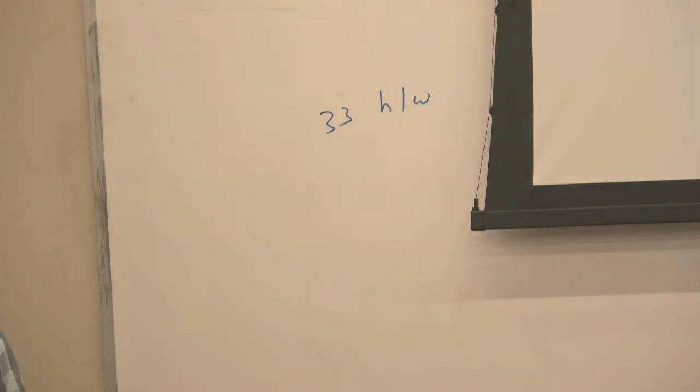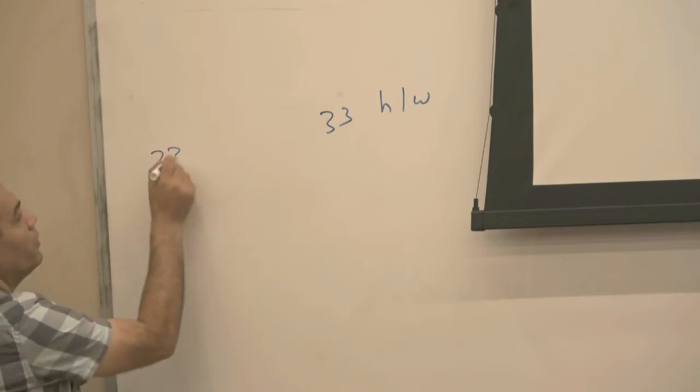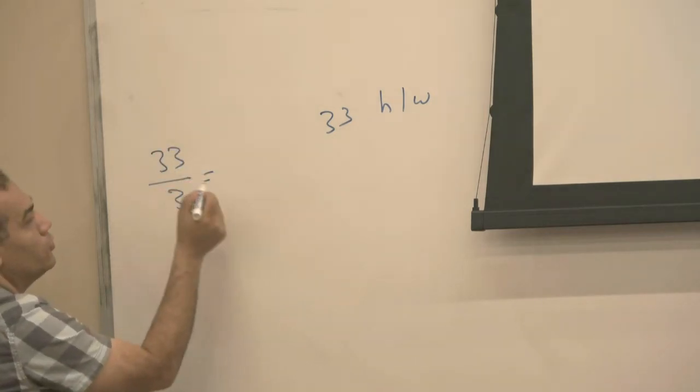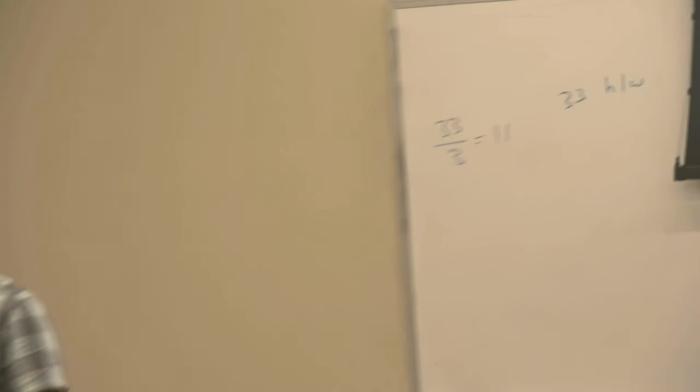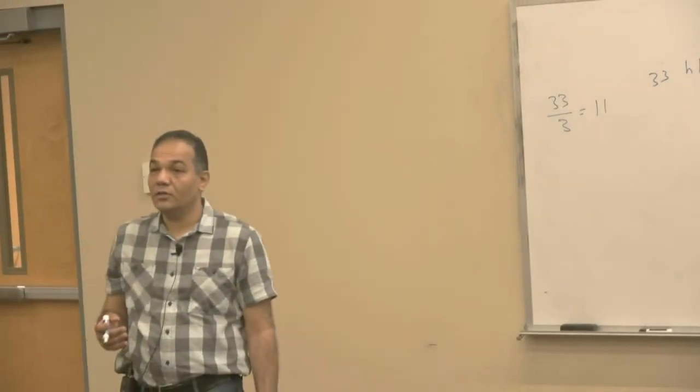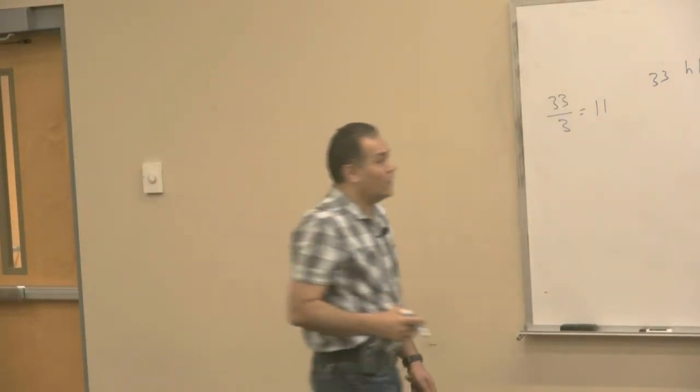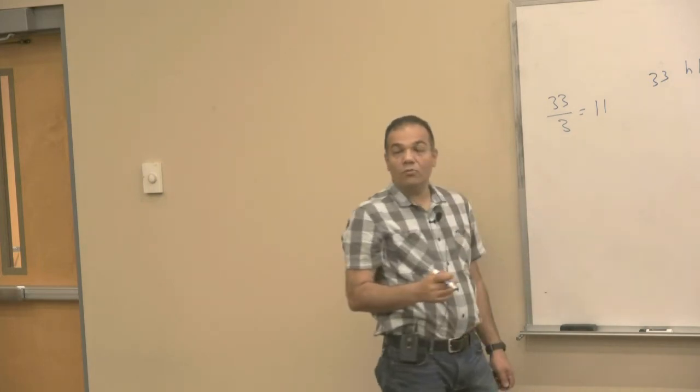How many courses do graduate students have in here? 3 courses. So if we divide 33 by 3 courses, how many hours per course? 11 hours. So that's my expectation from you to work for my class: 11 hours. So let's count how we made them.